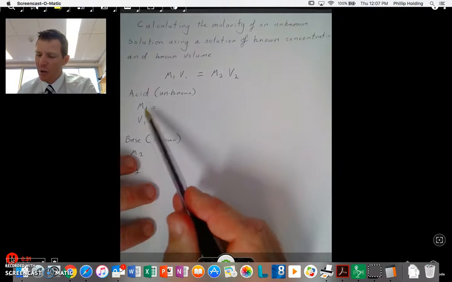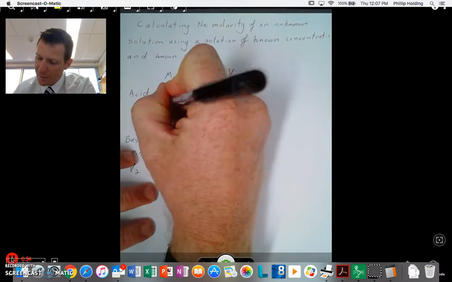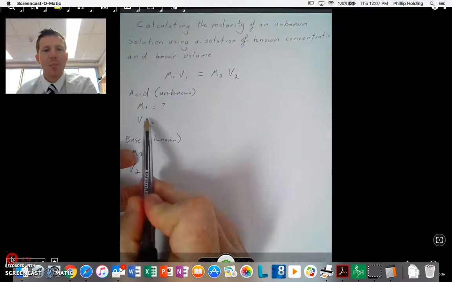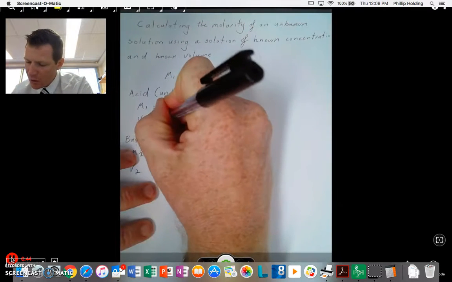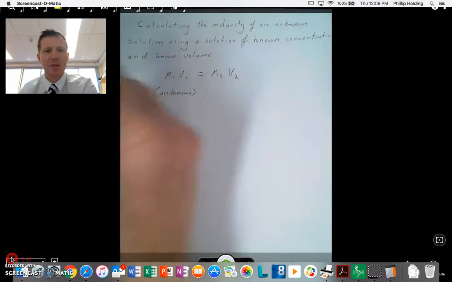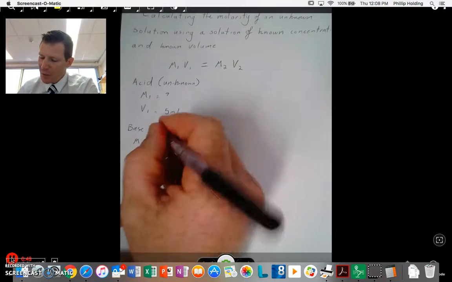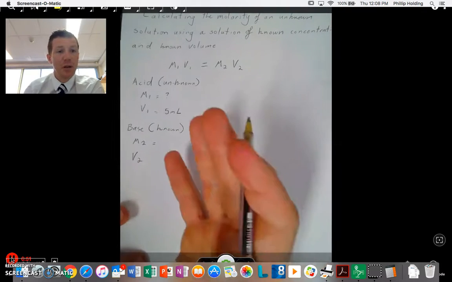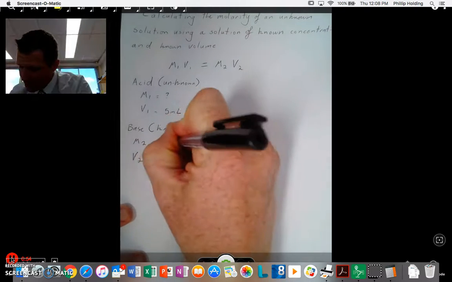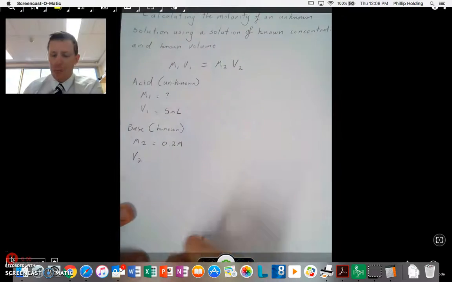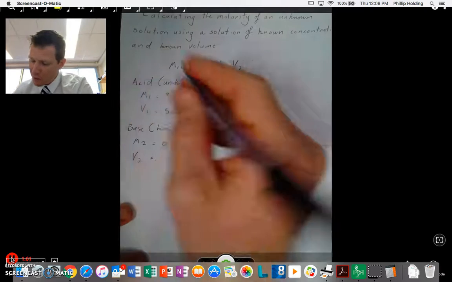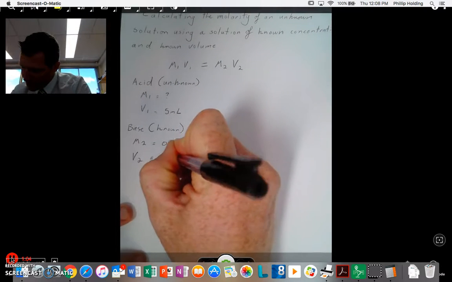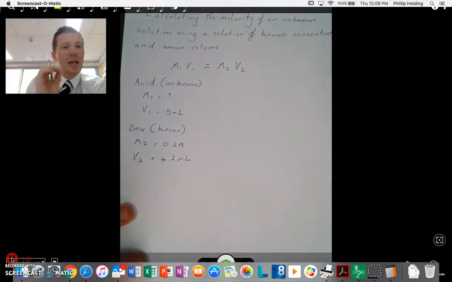In this case, with the unknown acid, we want to know what the molarity is. So that's a question mark there. But we know the volume. In the experiment, you're going to be told how much to put in the conical flask, but in this demonstration, we're just going to use 5 mLs, just an example. With the base, we know the molarity. You're going to be told that. In this case, we're going to say it's 0.2 is the molarity, and let's say through the titration process we found that it took 4.2 mLs to reach the end point.